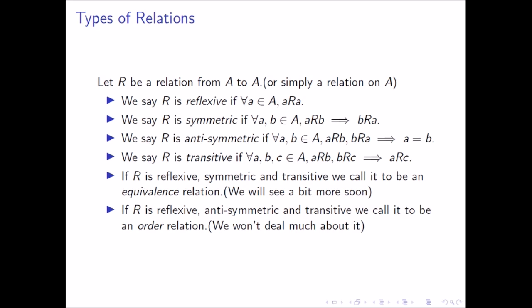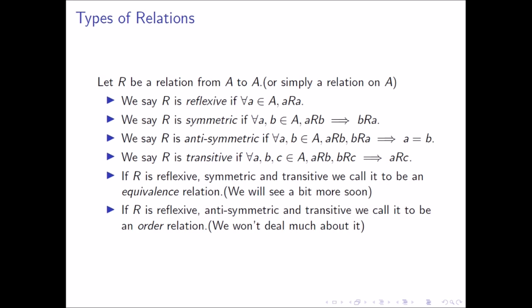Now what about if R is reflexive, antisymmetric, and transitive, the other extreme? We call it an order relation. By order, consider the natural ordering of less than or equal to on real numbers. a is less than or equal to a for all a is obvious. Now a less than or equal to b and b less than or equal to a would imply a equal to b. So again, the less than or equal to relation is antisymmetric.